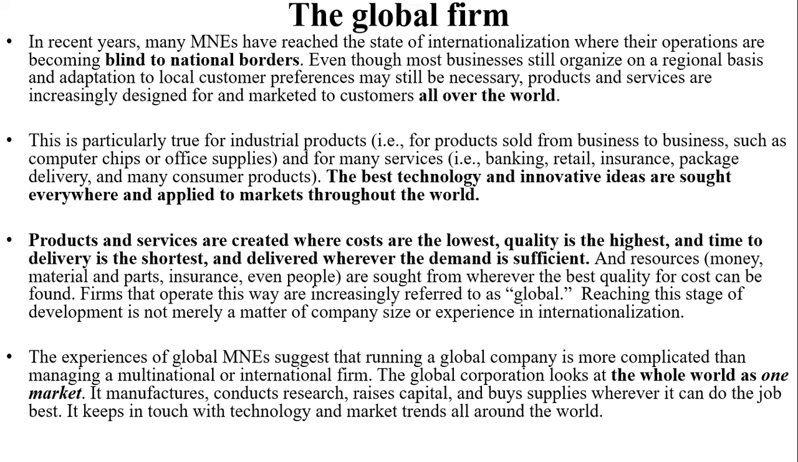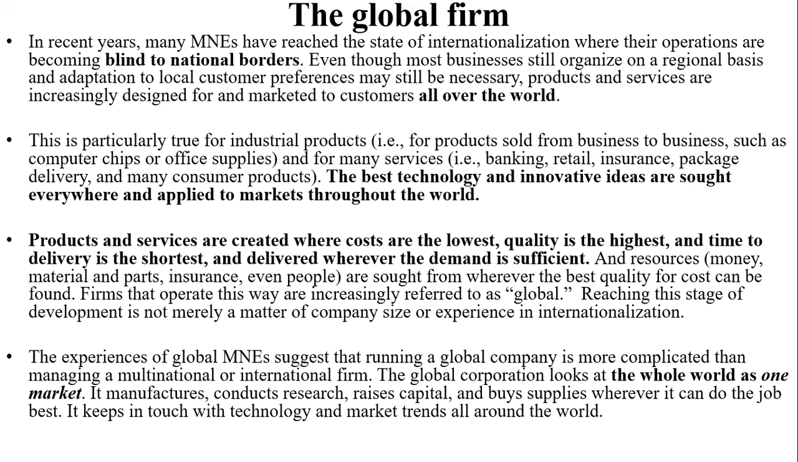So when we say a firm has reached the global stage, it simply means that the operations of the firm can be found globally. If you go to any part of the world and you want to patronize the services of such a firm, you can still find their presence and their dominance over there. Now, this is particularly true for industrial products, so products sold from businesses to businesses, such as computer chips or office supplies. And it is also true for many service-oriented firms, such as those in the banking industry, retail industry, insurance, and so on.